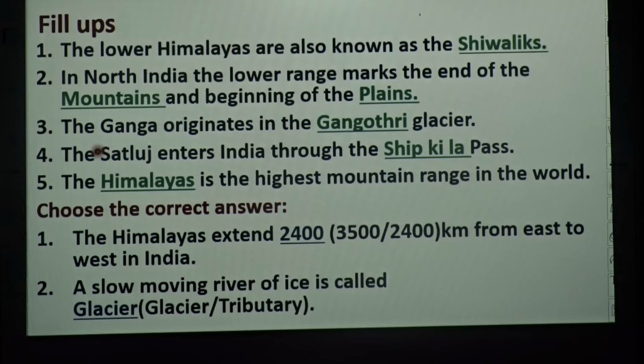The next one: the Ganga originates in the dash glacier. So we get the Ganga river from which glacier, children? It is from the Gangotri glacier, in the Himalayas. And the Satluj enters India through which pass? Satluj enters India through Shipkila Pass.